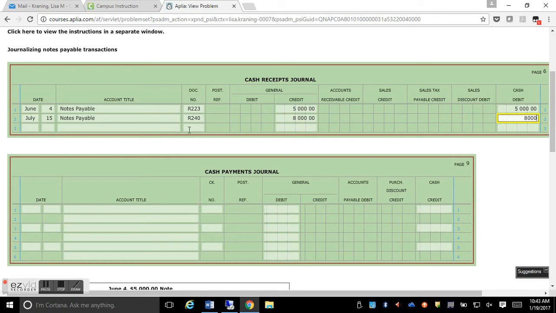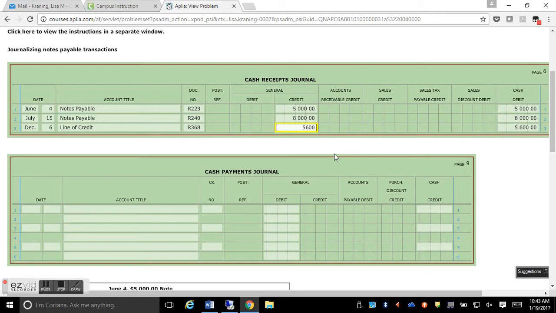December 6th, drew $5,600 from a line of credit, R368. Since we're drawing this from a line of credit, it's a little bit different. It's a line of credit we have at the bank, so you're going to put line of credit. It'll be R368, but it will go in the exact same spots, cash debit and general credit.